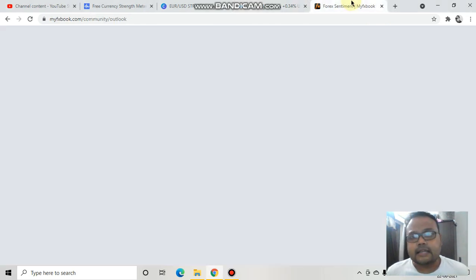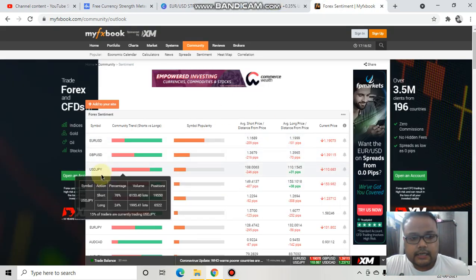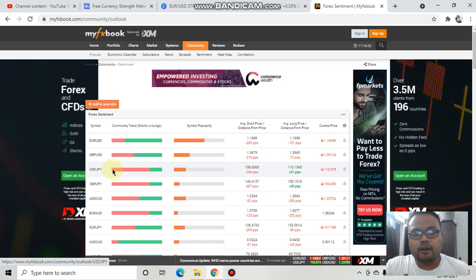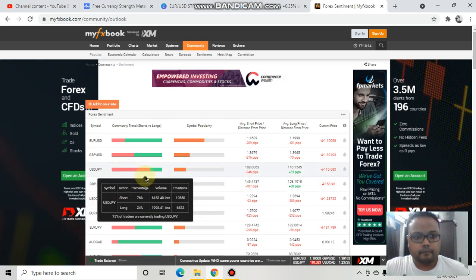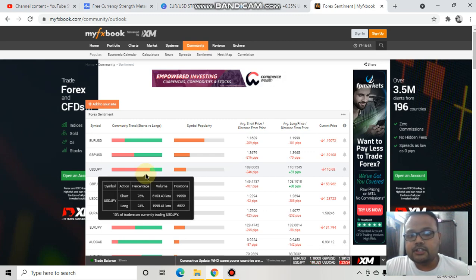If I take you to the Forex sentiment meter, you can see that this is the US dollar Japanese yen, and this is the sentiment meter of the retail traders. And my dear friends, you can see that USDJPY, in this uptrend market, 76% retail traders have shorted the market, whereas only 24% traders have taken long position in US dollar Japanese yen. And you can clearly see on the chart that USDJPY is in an uptrend, and they have taken trade against the trend.